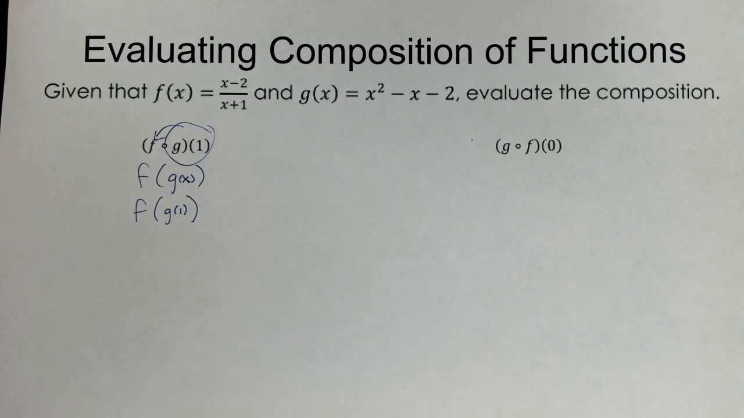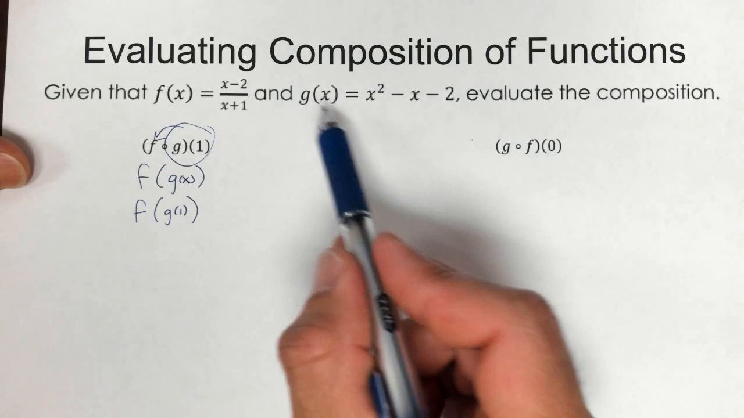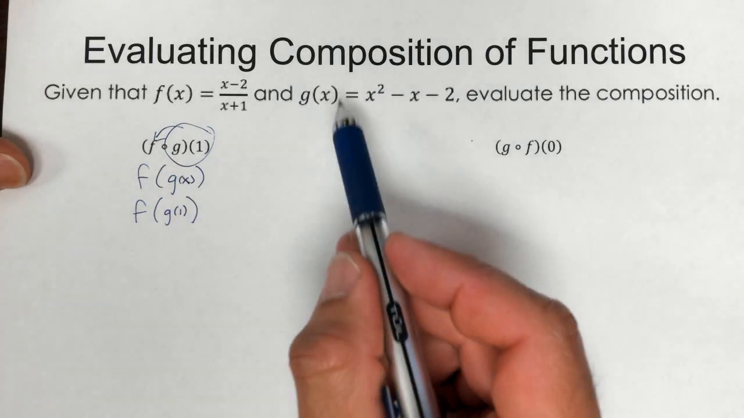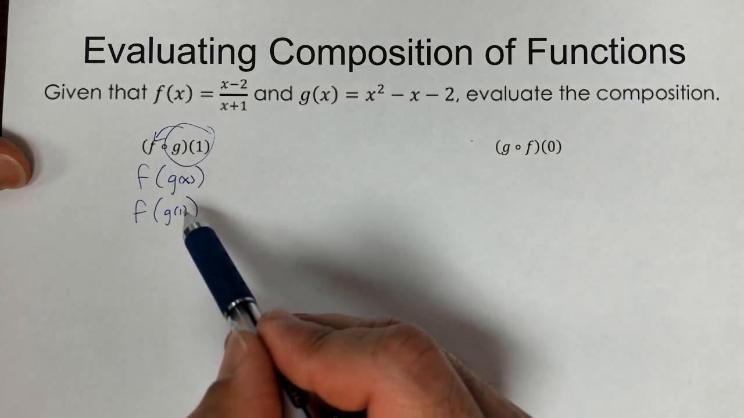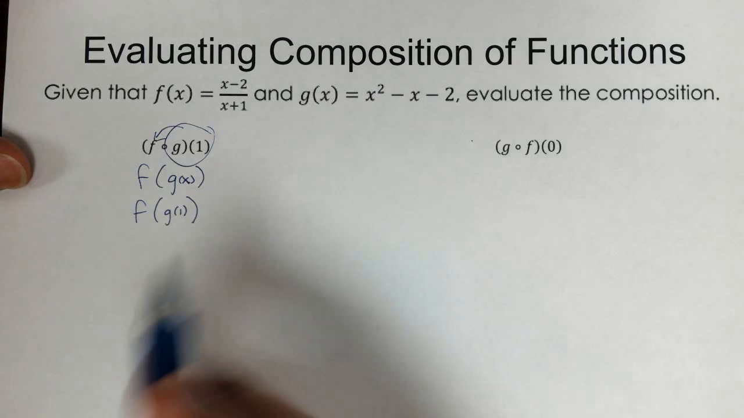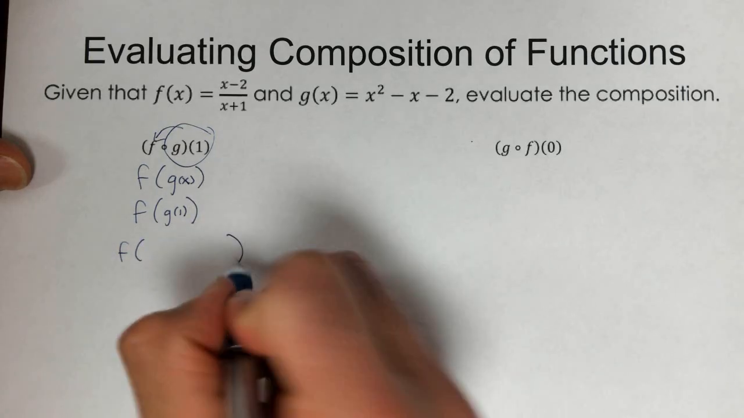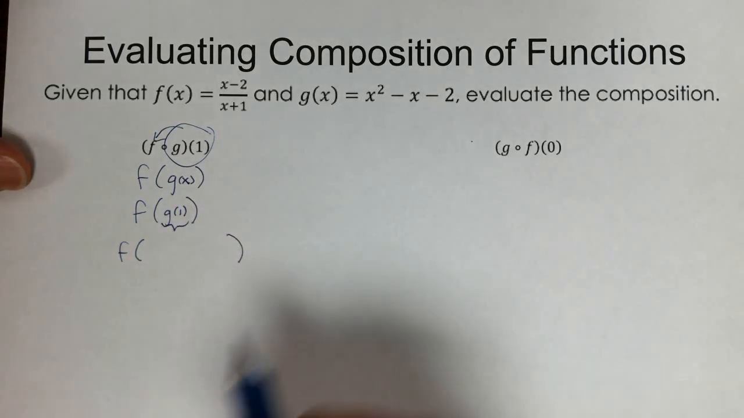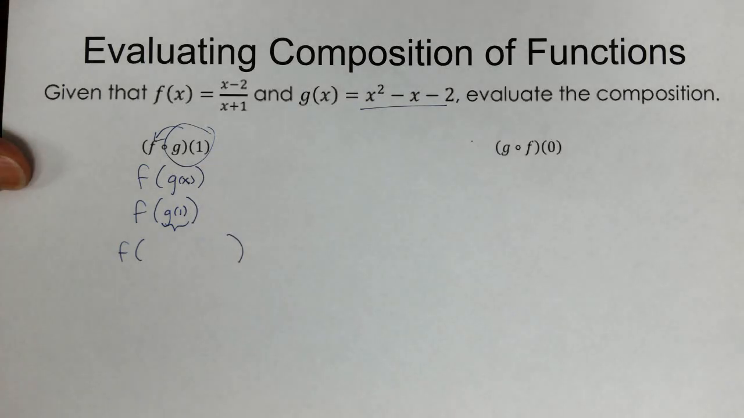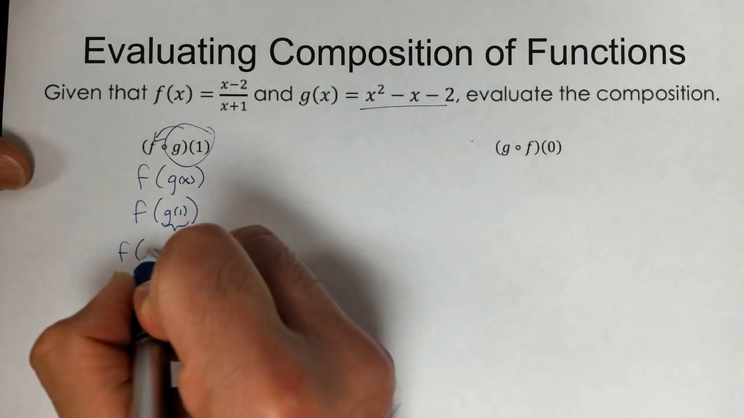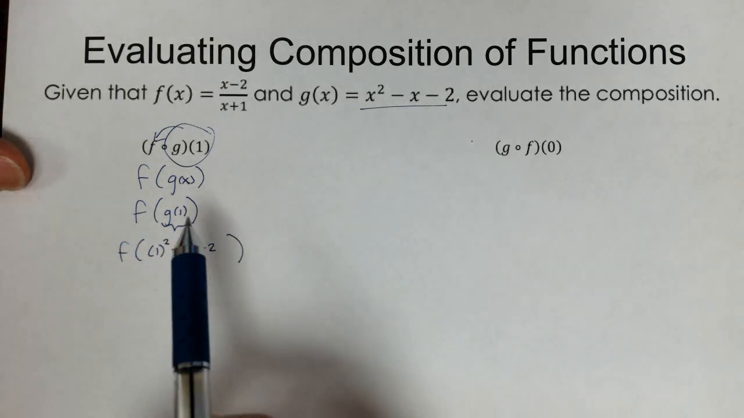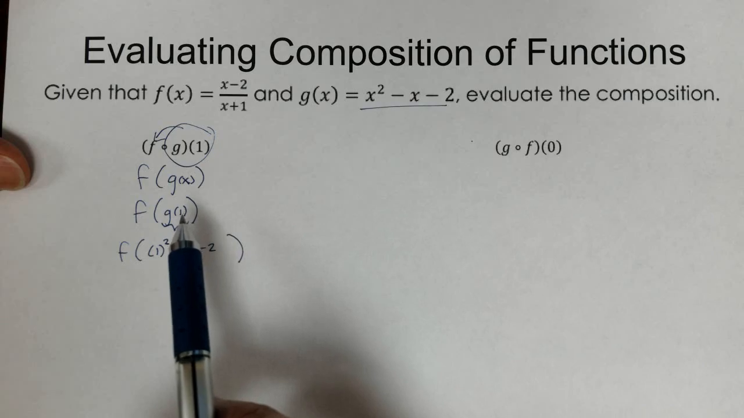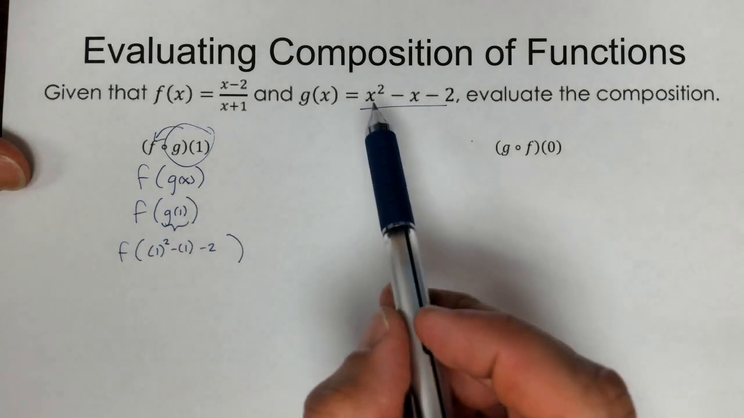What does that mean? It means that now I want to know when x is equal to 1, what does g of x become? Right? 1 is now the input of g. So this is what it looks like. I'm going to replace all of this with our g of x function. So I'm going to put 1 squared minus 1 minus 2. Notice how for g of x, we want to evaluate what happens when x is equal to 1. And I plug it in here and here.